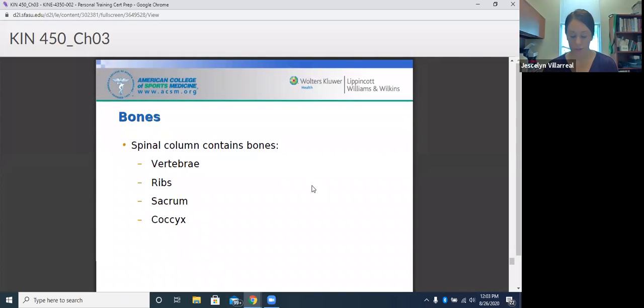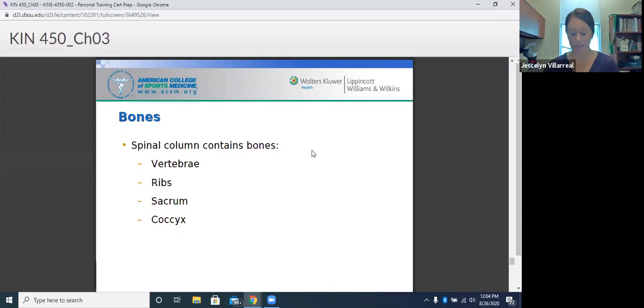So the spinal column contains bones, which are all of these. The vertebrae are complex of irregular bones stacked on top of each other. We have 24 total vertebrae. You have 7 in the neck region, cervical. You have 12 in the thoracic region, that's your mid-back. And you have 5 in your lumbar region or the low back. So it goes skull to sacrum.